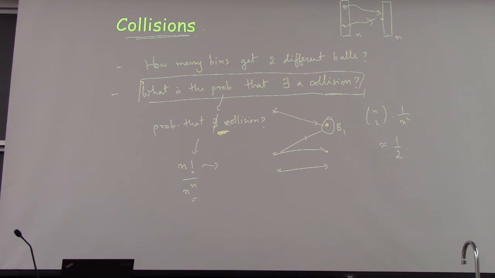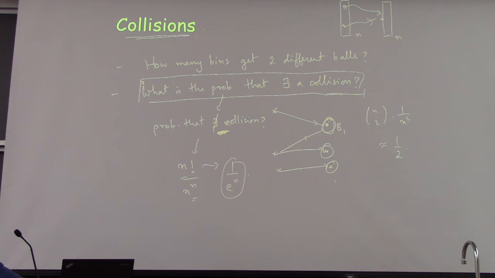So this is the probability that there is no collision. This turns out to be something like 1 over e to the n, by what's called Stirling's approximation. n factorial is exponentially smaller than n to the n, so the probability that there is no collision is exponentially small in n. With extremely high probability there will be collisions, but there won't be too many of them. You will find bins that have 2 balls with really high probability.